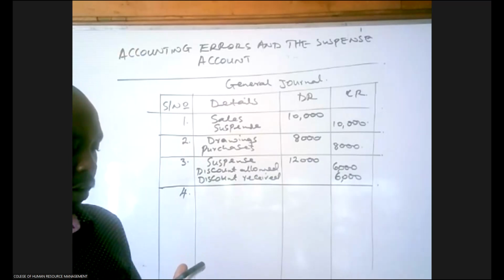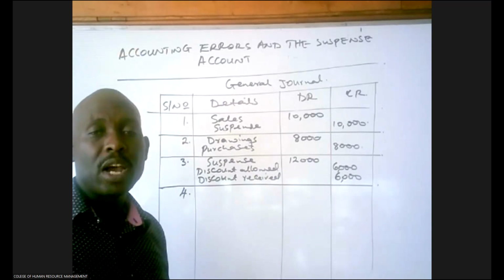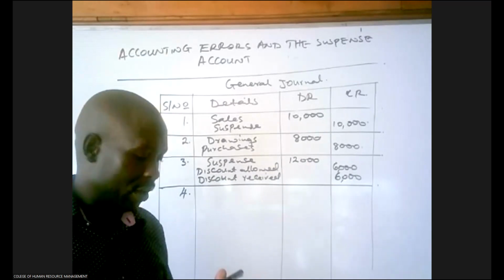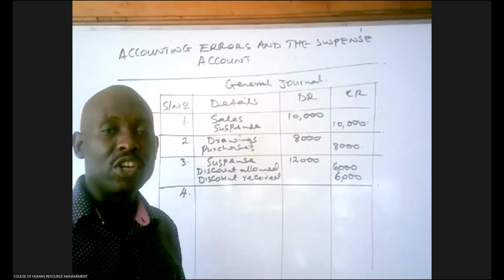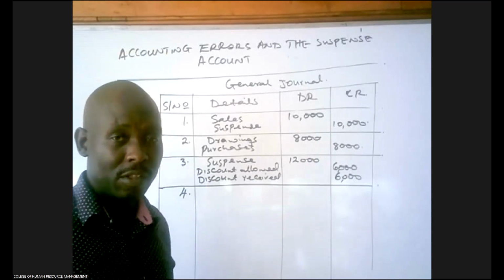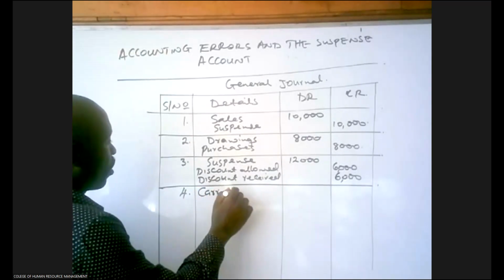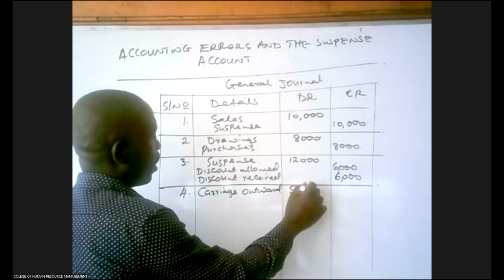Was debited to the carriage inwards account. Remember, carriage on sales is what we call carriage outwards, and carriage on purchases is what we call carriage inwards. So if this one was carriage on sales, it was supposed to be debited in carriage outwards. So we do that. We debit the carriage outwards, which is an expense. All expenses are debited, 5,000.